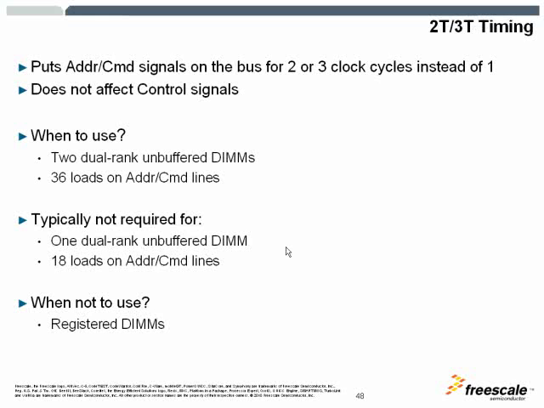2T and 3T timing are options that are available to you, and they shouldn't be used with registered DIMMs. We typically use 2T timing when more than 2 ranks or 2 chip selects are used as a load. So the more heavily loaded systems may require 2T timing.